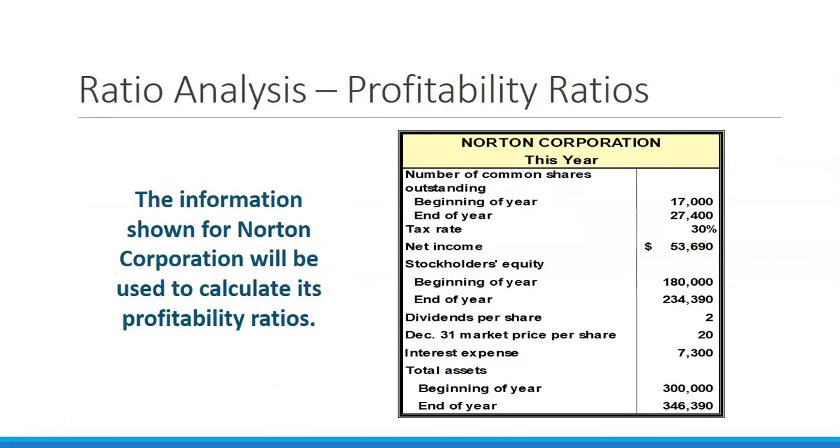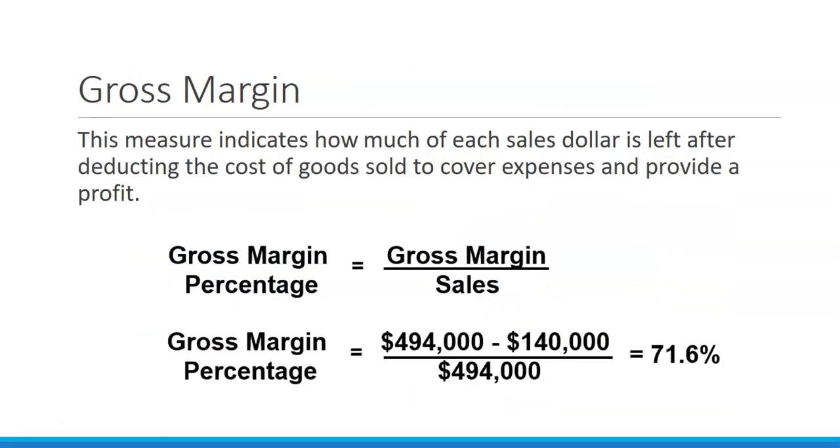Our next set of ratios are the profitability ratios. So how profitable are we? First, the gross margin. So the gross margin indicates how much of each sales dollar is left after removing cost of goods sold. Not all companies have cost of goods sold. This is most common in companies that have inventory that they're selling. Although service companies will have a cost of sales or cost of completing their service. So this is the gross margin divided by sales.